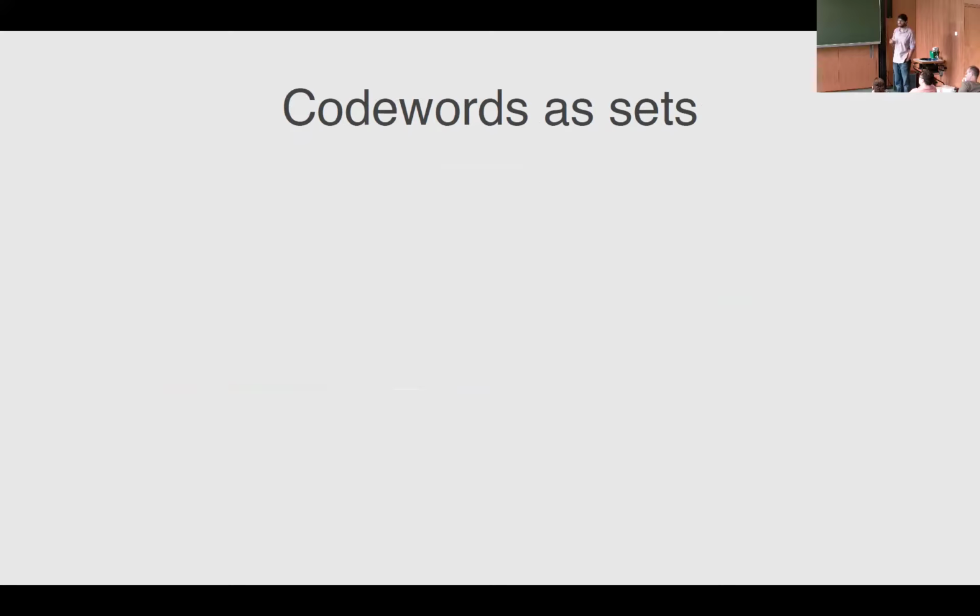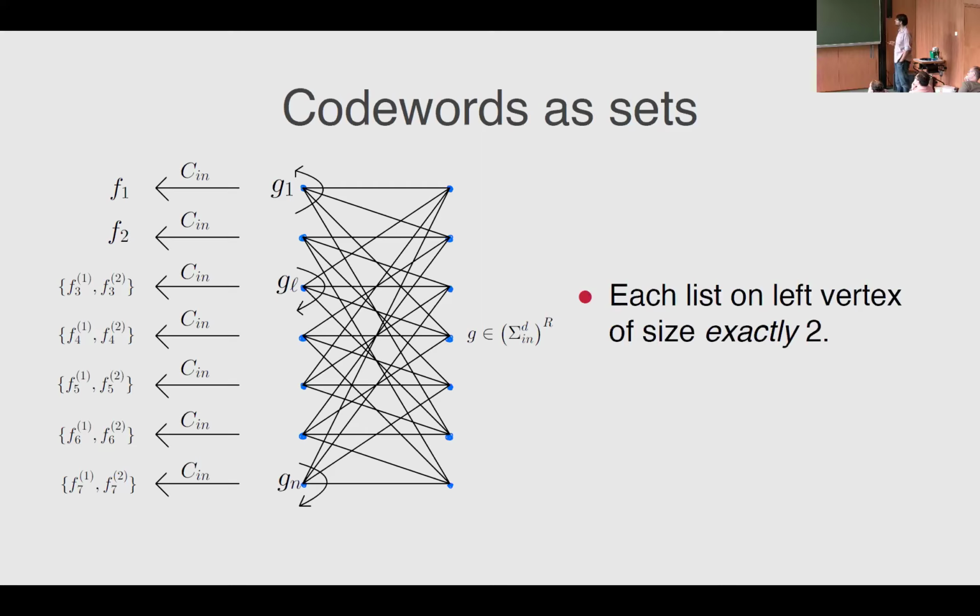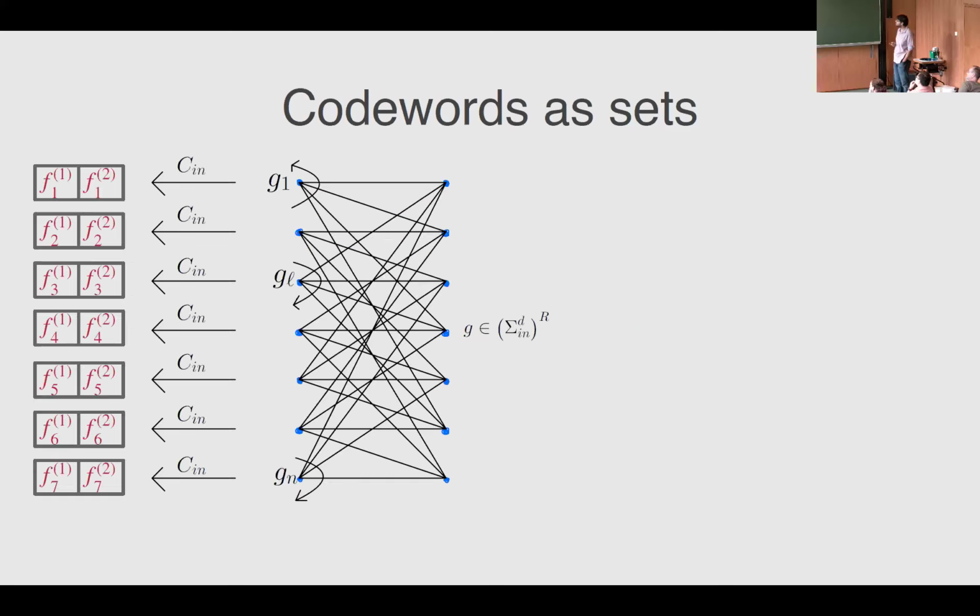Okay, so we started with codes, then we went to all these graphs and sets, etc. Let's map these two. Recall that our setting was this: we decoded each of these local views and ended up with lists of size 1 or 2. First of all, let's assume that every list on the left is of size exactly 2. If it's 1, we'll just pad with extra elements. And let's also say that we arbitrarily order these elements. So now we have this picture where each local list is of size exactly 2, and these are ordered, first and second element.